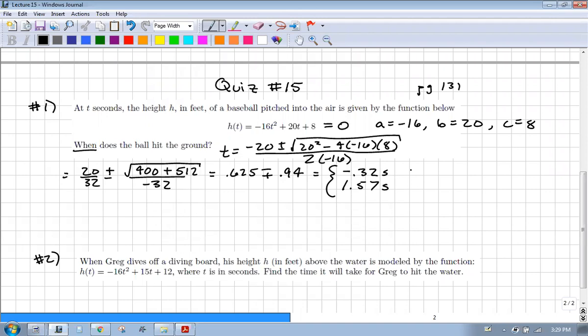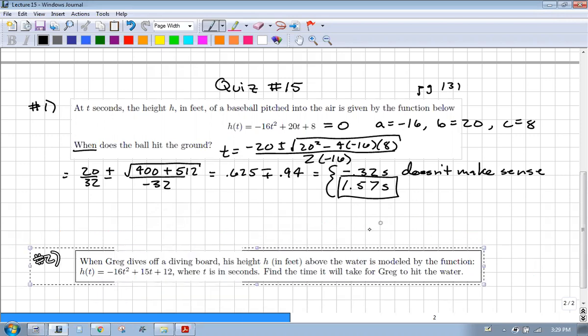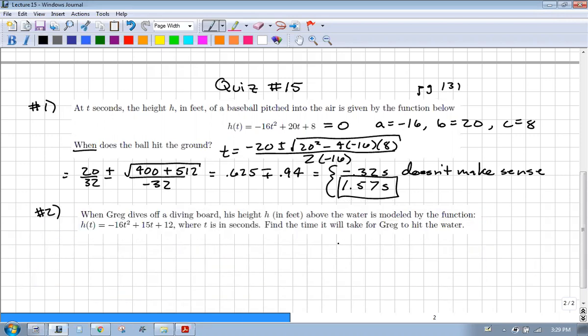These are seconds. Now this negative one doesn't make sense because you don't have a negative time. So that means this is our answer. It takes about 1.5 seconds for the ball to hit the ground. Any questions about this one? I suspect this next one is pretty close to the same.